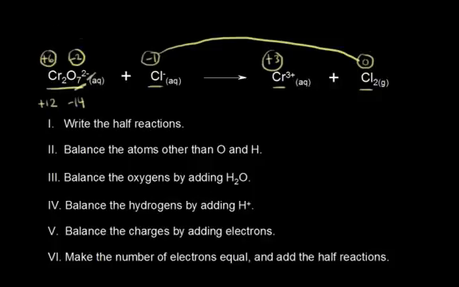If we look at chromium, chromium went from plus 6 to plus 3. That's a decrease in the oxidation state, or a reduction in the oxidation state. Therefore, chromium was reduced. And so this is a redox reaction because something is oxidized and something is reduced. In terms of balancing it, our first step is to write the different half reactions. And so we're going to break those into an oxidation half reaction and a reduction half reaction.